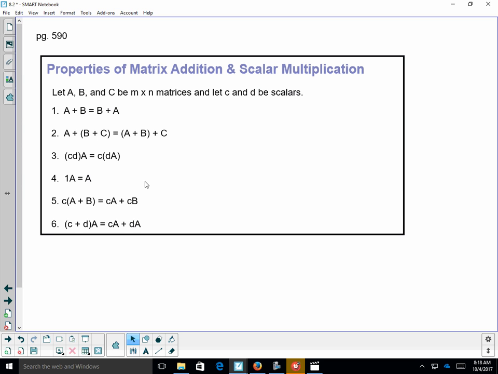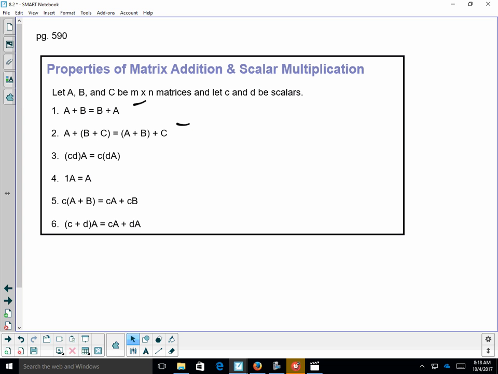So that's the associative property. The commutative property says that I can add B plus C first, then add A, or I can add A plus B first and then add C. Remember, to do all this addition, they have to be the same order. They cannot be different order. They have to be the same size matrix.